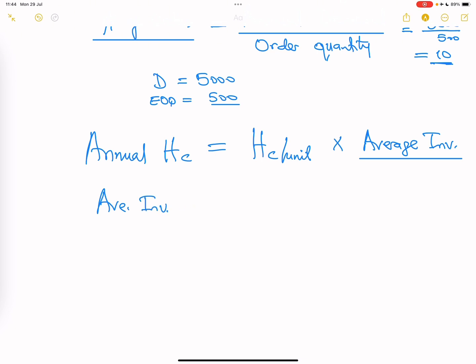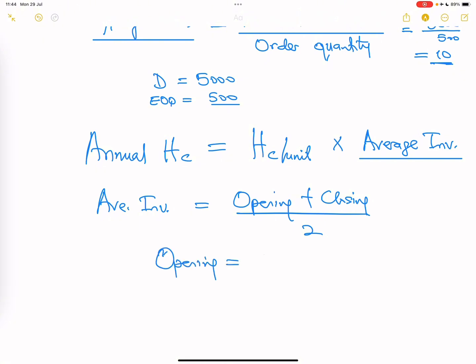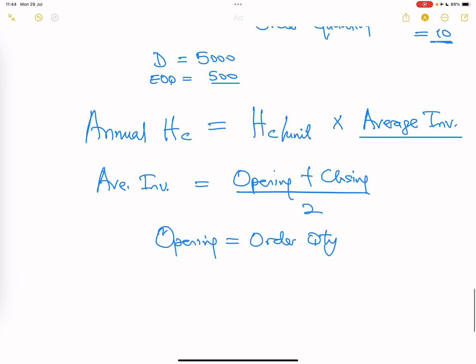Average inventory is very simple. It's just your opening plus your closing inventory divided by 2. And your opening is usually your ordering quantity. Please take note. Same thing as your order quantity. Closing is what you close with, which is either 0 or your buffer, which is called your minimum. It's also called minimum inventory level.